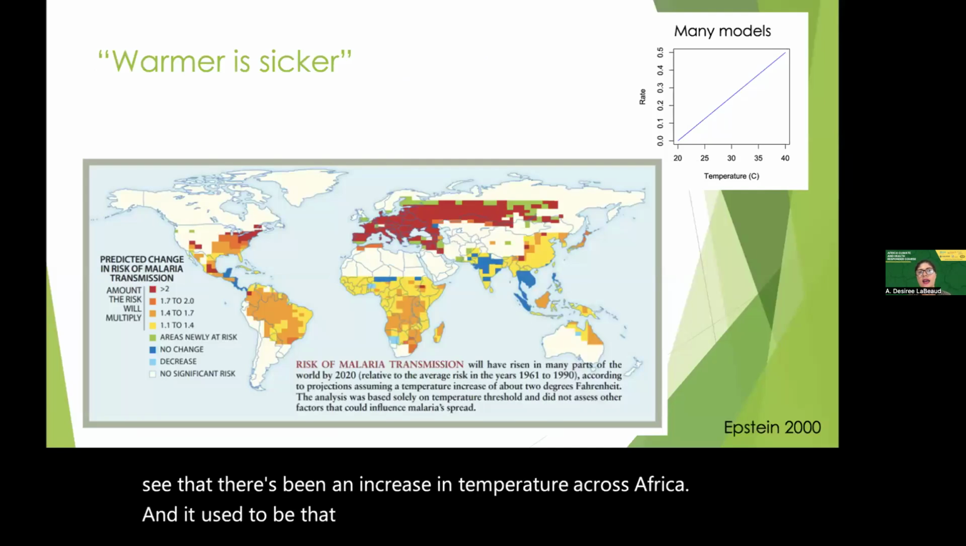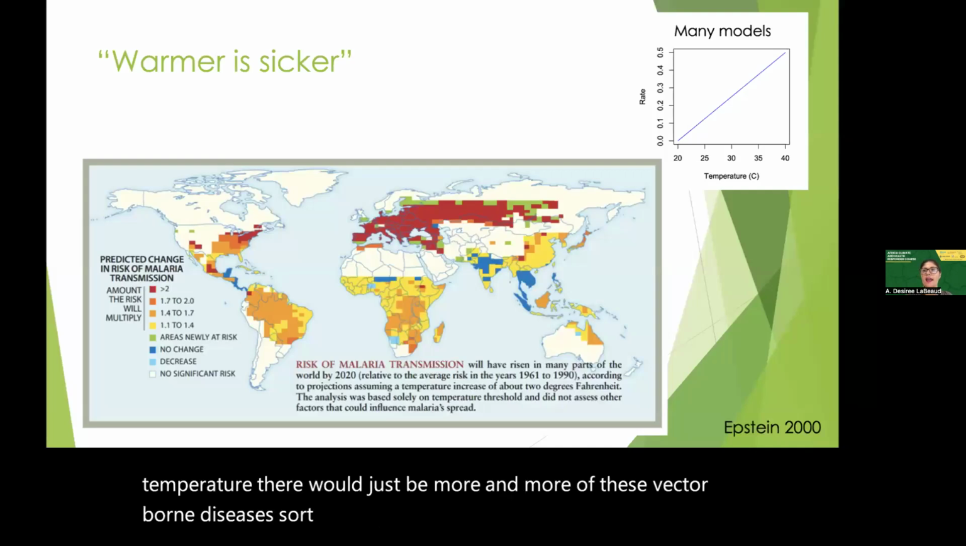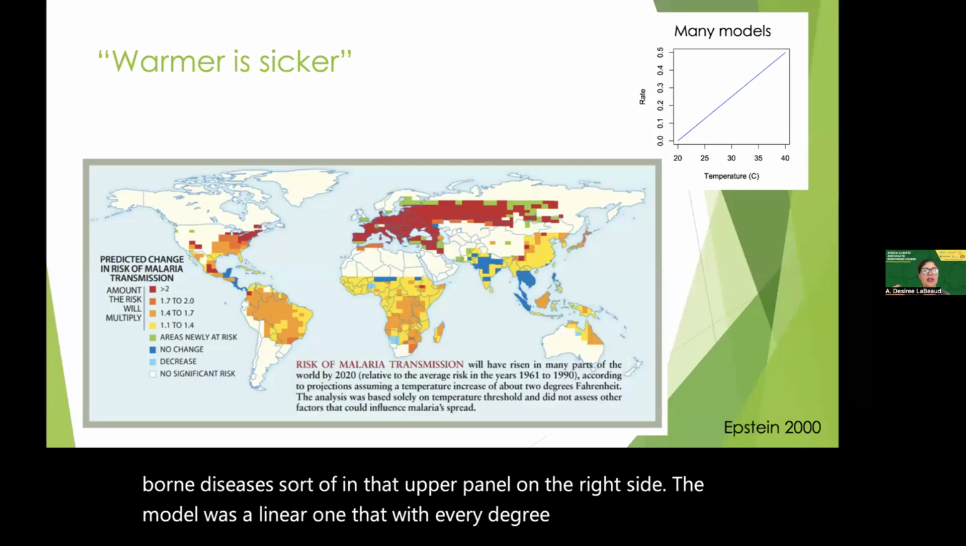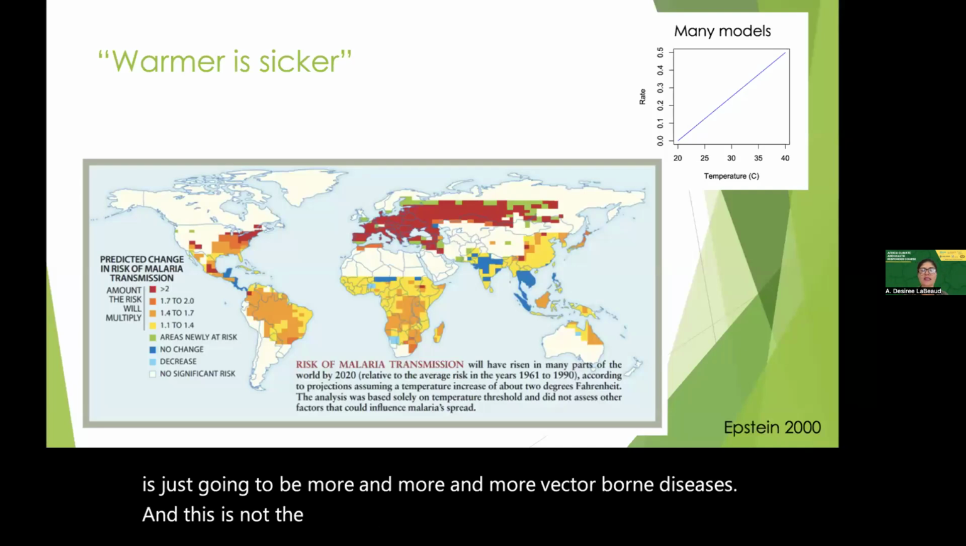people would think that with increased temperature, there would just be more and more of these vector-borne diseases, sort of in that upper panel on the right side. The model was a linear one, that with every degree of temperature rise, there was just going to be more and more and more vector-borne diseases. And this is not the case because this is not how mosquito biology works.